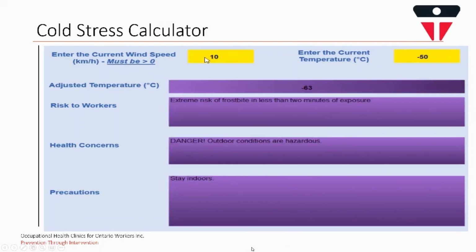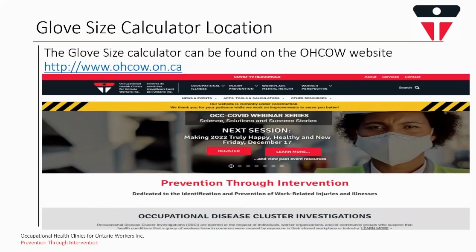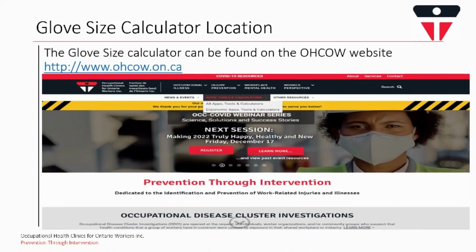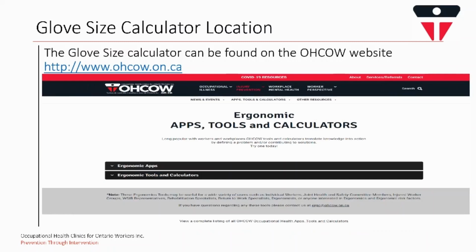Now, another tool we developed is the glove size calculator, because if you remember when we talked about preventative measures for the carpal tunnel syndrome part of it, avoiding prolonged use of gloves was one of the recommendations. So again, this tool can be found by clicking Apps, Tools, Calculators, Ergonomics, and then selecting the glove size calculator.